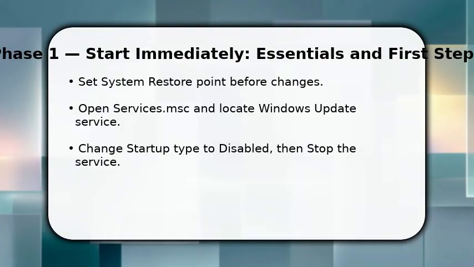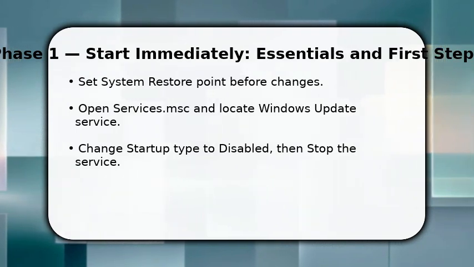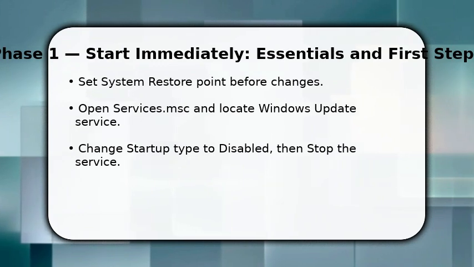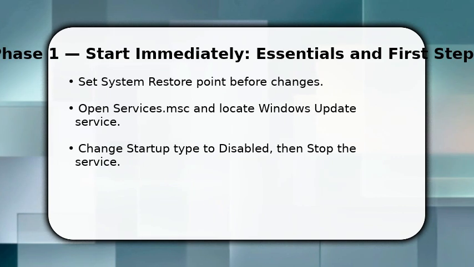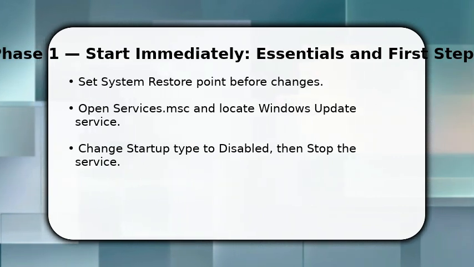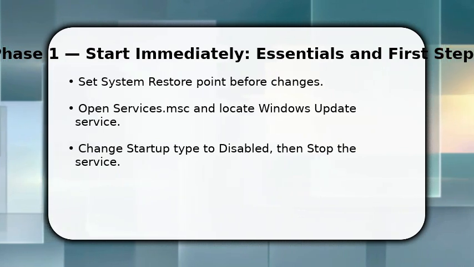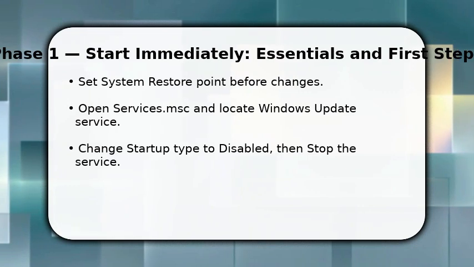Enjoy the video. You will first create a system restore point so you can revert if needed. Next, open services.msc and find the Windows Update service. This is the core control. Once located, change the startup type to Disabled to prevent automatic starts, then click Stop to terminate the running process immediately. Make sure to run services as administrator, otherwise changes won't persist.